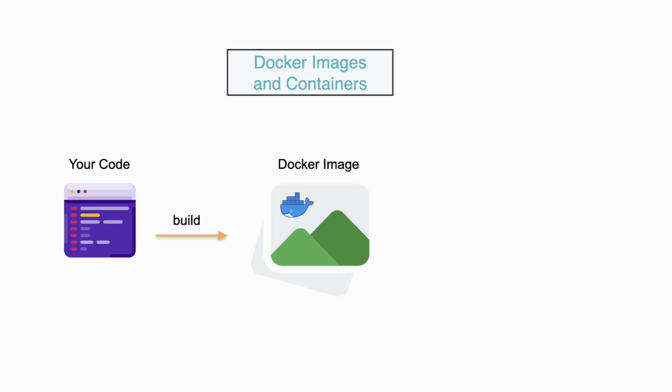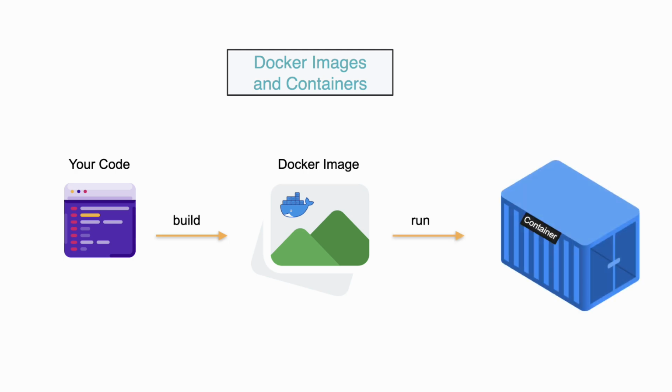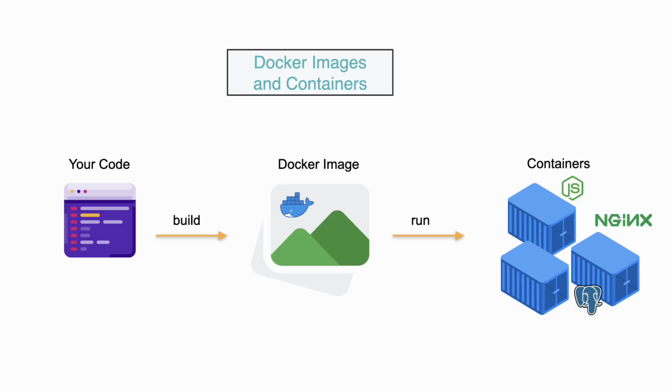Now, from this Docker image, you can run a container. The Docker image, you can think of it as the template for running your application. Now, the cool thing is, from one Docker image, you can actually run multiple containers. So here, for example, you can see that the container is a JavaScript application or Nginx or Postgres or pretty much anything that you want.